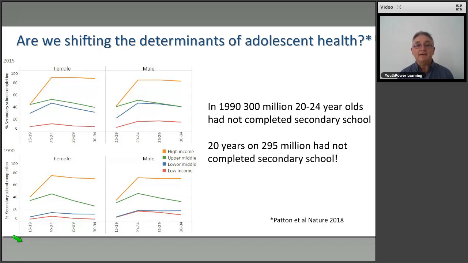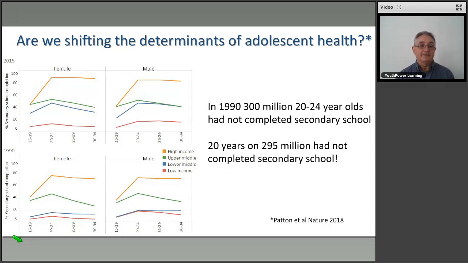Again, this is demographic change, particularly in low-resource settings, particularly in places like South Asia and Sub-Saharan Africa. So, the message here is that the needs in adolescent health, whether one's talking about determinants or health problems, are greater today than they were 25 years ago.